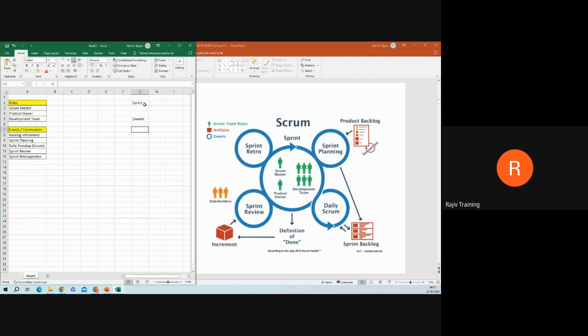Sprint. It can be a 2 week sprint, a 3 week sprint, or a 4 week sprint. Duration is fine. Then what do we do? In this fixed time duration, we plan, execute, and deliver our work, be it 1 week, 2 weeks, 3 weeks, or 4 weeks.